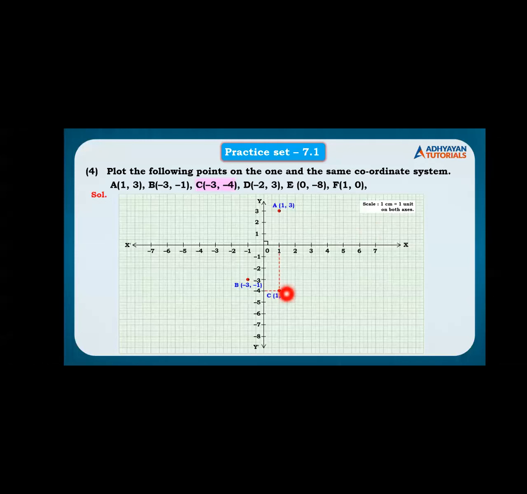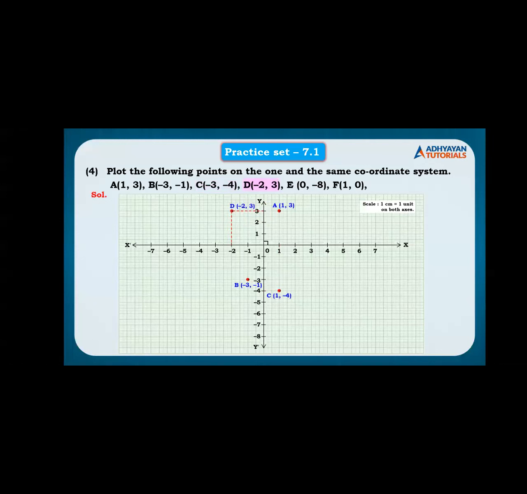I don't know, either I've copied the points wrong or maybe these points are written wrongly here. Something definitely is mistaken. So anyways, I'll just discuss the concept here. If it is minus 3 comma minus 4, children, it has to be this point right here. And if it was 1 comma minus 4, then it has to be right here, right? Next is minus 2 comma 3. Yeah, so this one is correct, the point is right here.